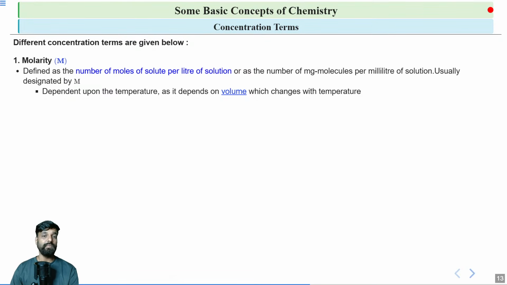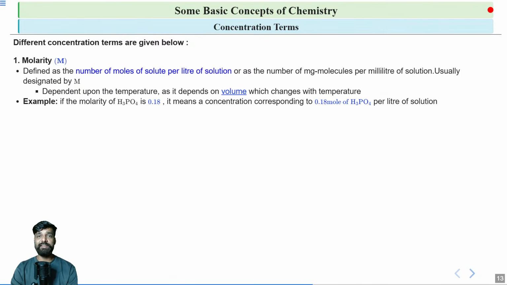Now it is designated by capital M. Remember, it is designated by capital M. And second thing, it depends upon temperature. Now the question arises, why does it depend upon temperature? Because molarity is calculated using the volume, and the volume of anything, especially gas or liquid, will depend upon the temperature. So if you change the temperature, the volume will obviously change, and hence the molarity is dependent upon temperature indirectly.